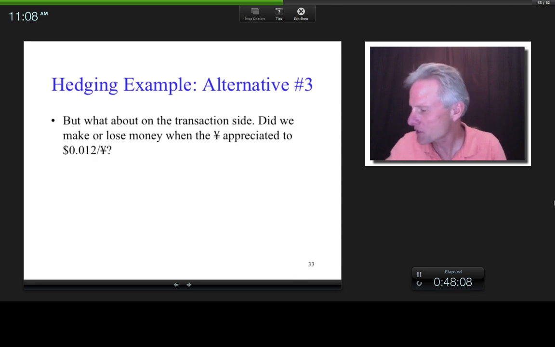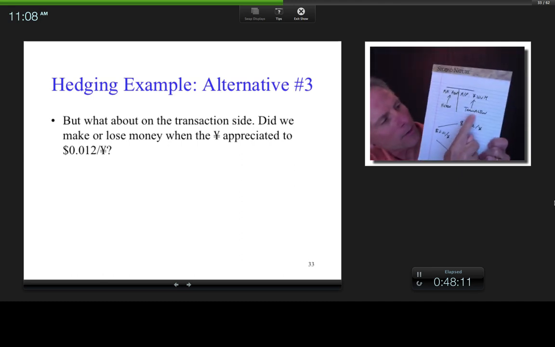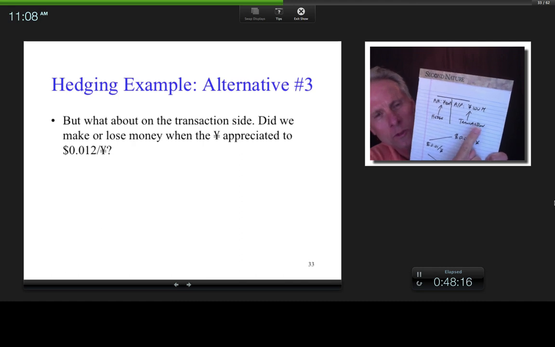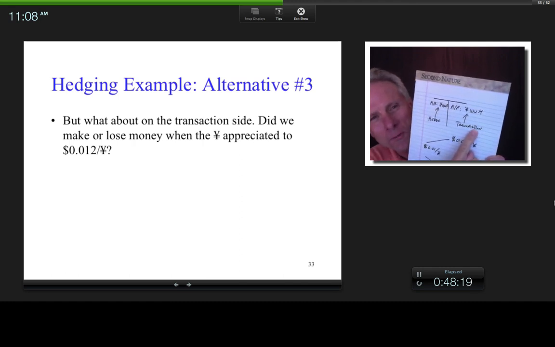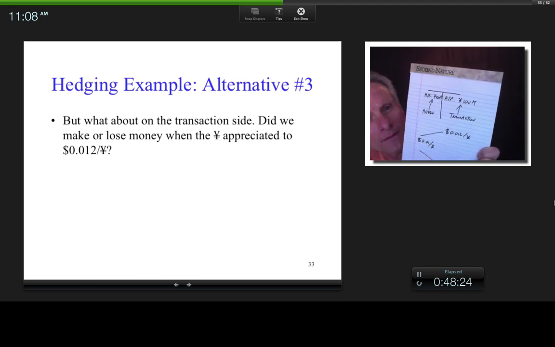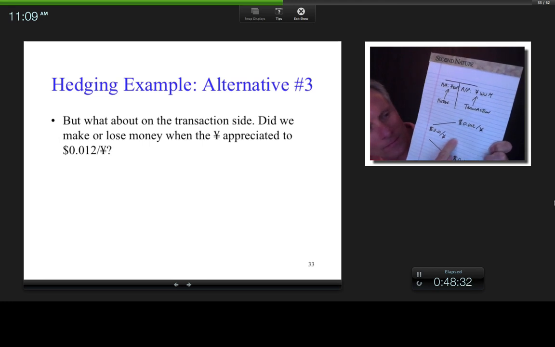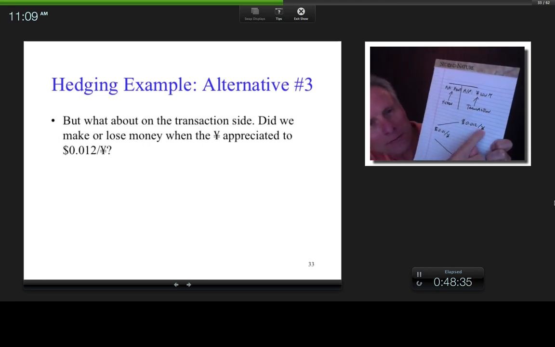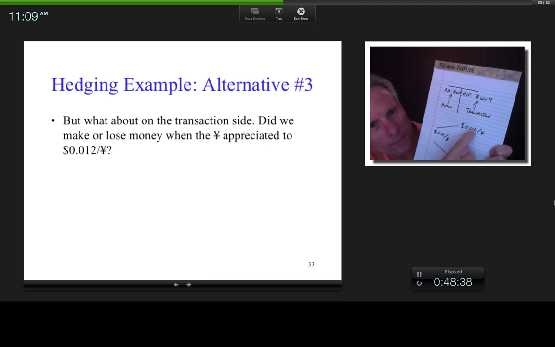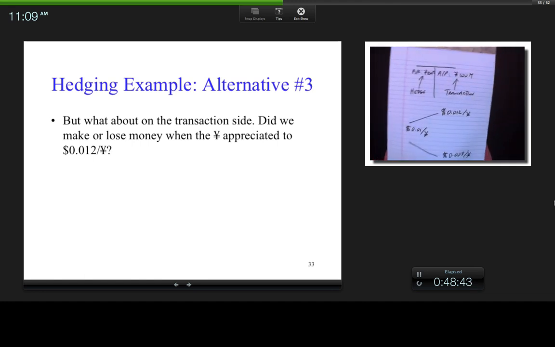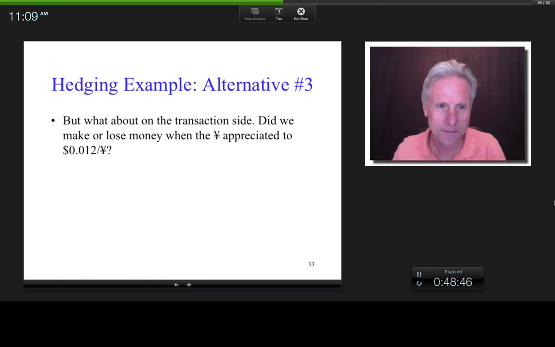But what about on the transaction side? Okay, so here we are with our transaction. Are we short or long yen on this side? We're short, right? And when you're short something and that something goes up in value, have you made money or lost money? You've lost money, right? Why? Because again, you're expected to owe $1 million right here. But if you left it for the open market, you would owe $1.2 million, right? So $200,000 more than expected.